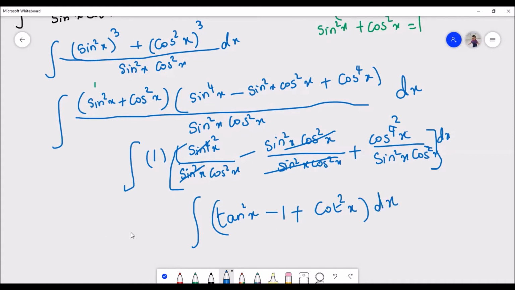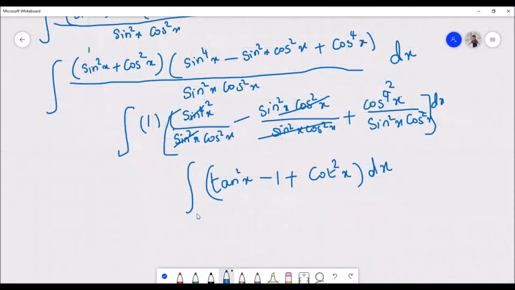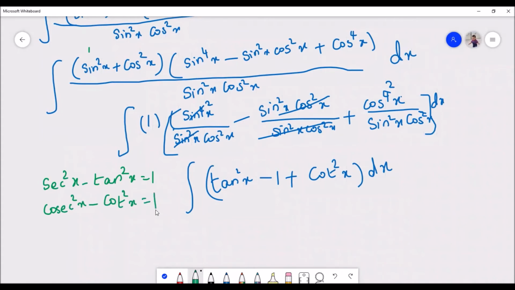Okay. Now another trigonometric identity I am going to use here: sec^2 x minus tan^2 x is equal to 1, and another one is cosec^2 x minus cot^2 x is equal to 1. So using these two identities, we can write tan^2 x as sec^2 x minus 1.